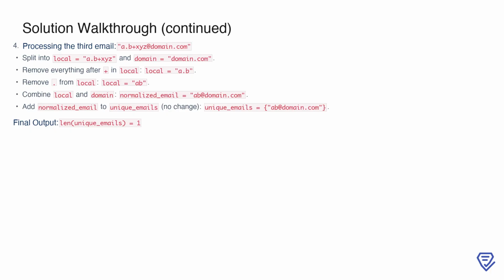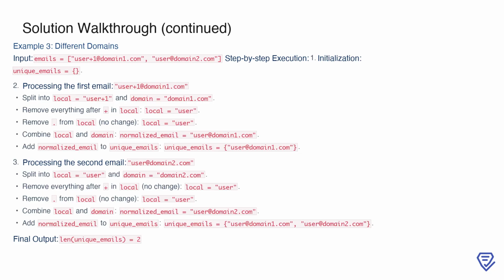Splitting this email results in the local part, a.b+xyz, and the domain, domain.com. Removing everything after the plus gives a.b, and removing the period leaves ab. Combining this cleaned local part with the domain results in the normalized email, ab@domain.com. Since this email is already in the set, there are no changes to the set. At the end of this example, the set contains only one unique email, and the final output is 1.